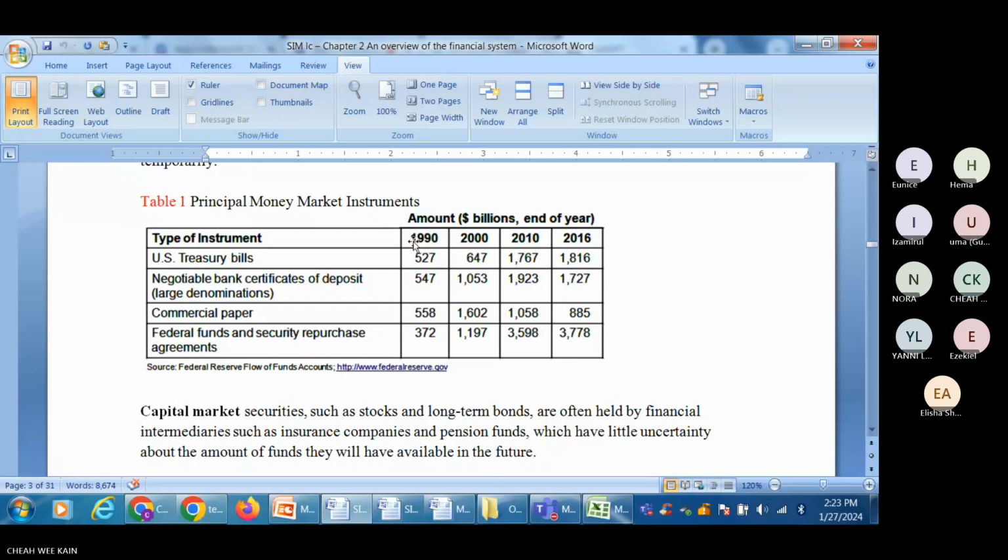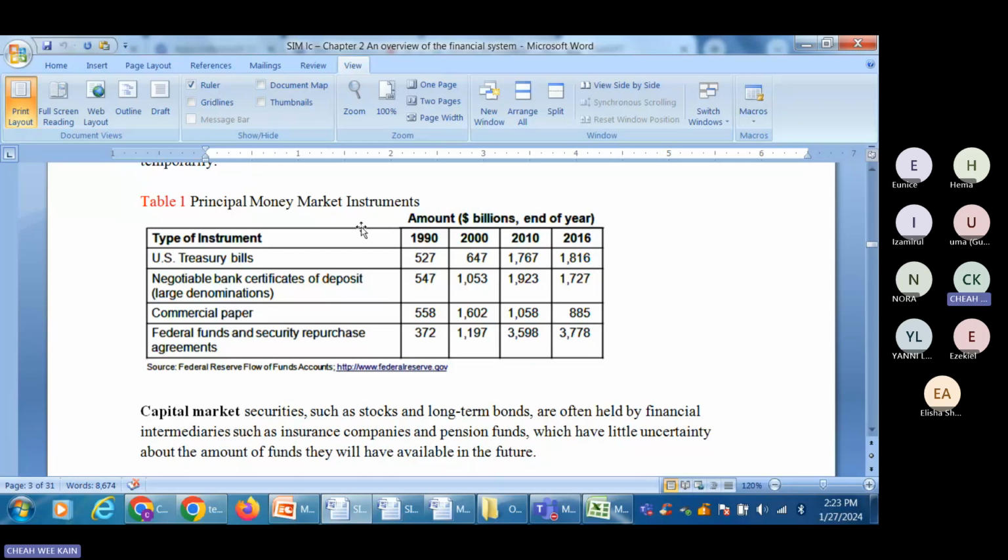Now, why does so much of these financial instruments go up? The reason is because the government is printing money and giving it to everybody, so everybody got a lot of money. That's why they can buy a lot of treasury bills. They have a lot of money to put into it. Right, so you can see 10 times, 2 times, 3 times, so maybe on average 6, 7 times, right?